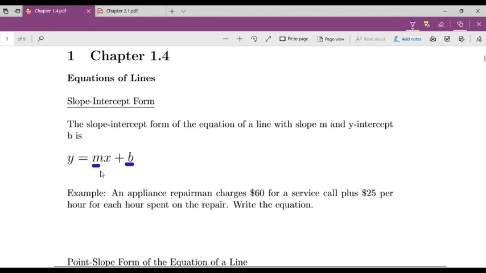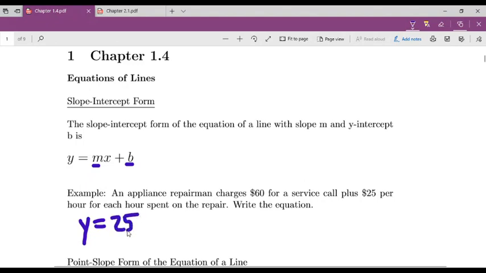So, this example says an appliance repairman charges $60 for a service call plus $25 per hour for each hour spent on the repair. Write the equation. Y equals, okay. Now he's going to charge you $60 regardless of how long he stays. That's your constant. That's your b. We'll write that last. But he also charges you $25 per hour for every hour spent on the repair. That's your slope. That's your 25.